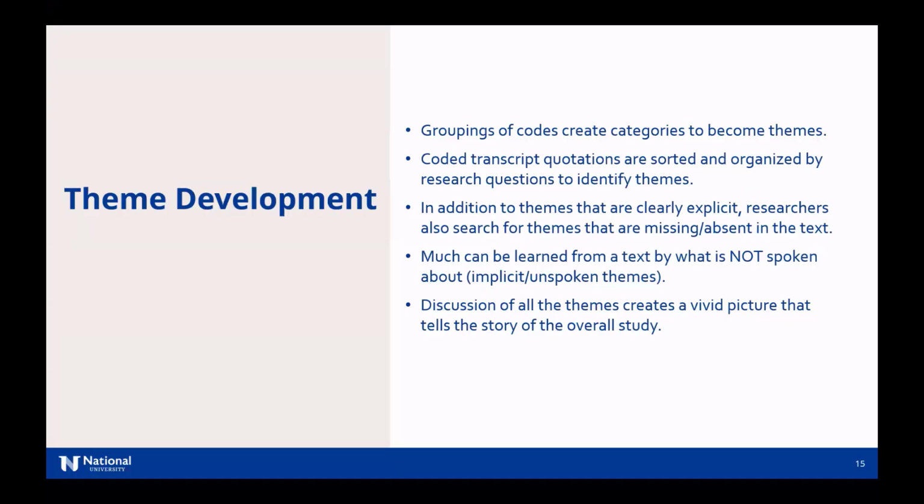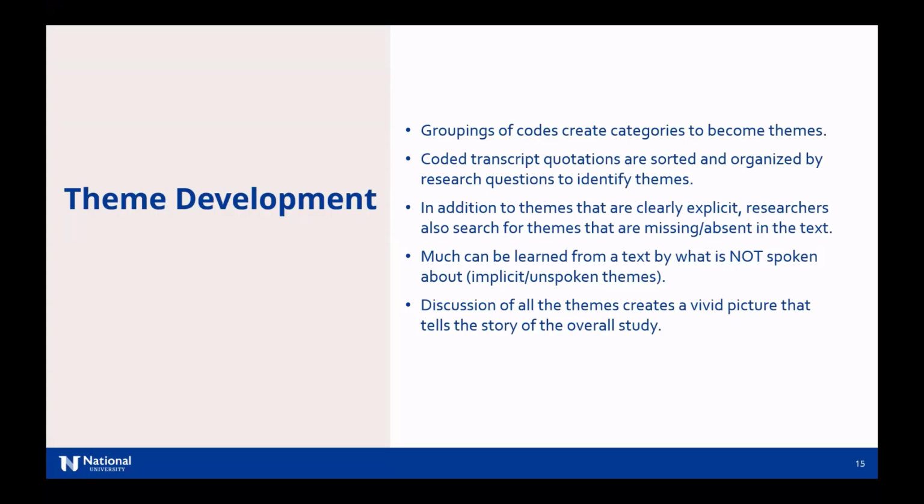Now, once you've got your codes, you have to create groups of categories, which then become your themes. Categories are really another word for themes. So your coded transcript quotations are sorted and organized, again, by your research questions to identify themes, and each research question has its own associated themes.